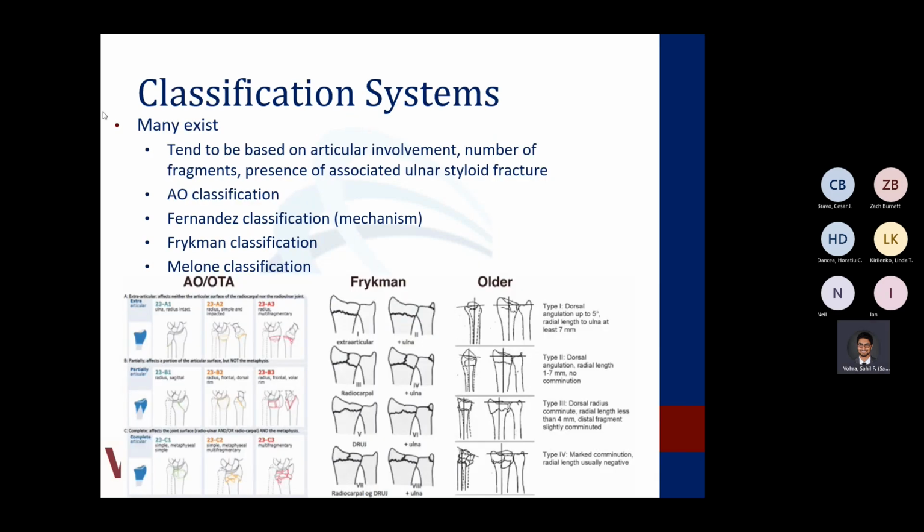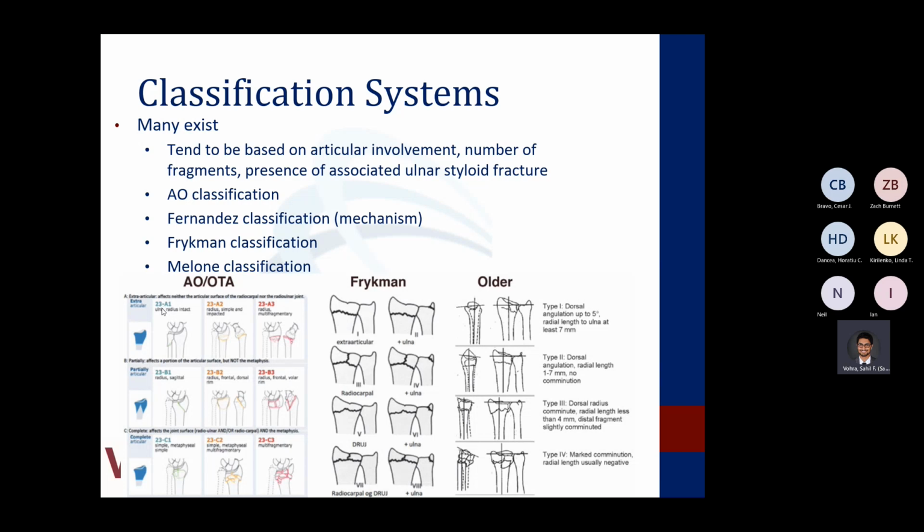So distal radius classification systems, many exist. They tend to be based on articular involvement, number of fragments, and presence of associated ulnar styloid fractures. So you have the AO classification, which is more of a descriptive classification for research purposes. The humerus is bone number 1, the radius is bone number 2, and that's the first number, so 2. And then it's broken up into proximal, midshaft, or distal. So that's 1, 2, 3. So distal radius would be 2, 3.